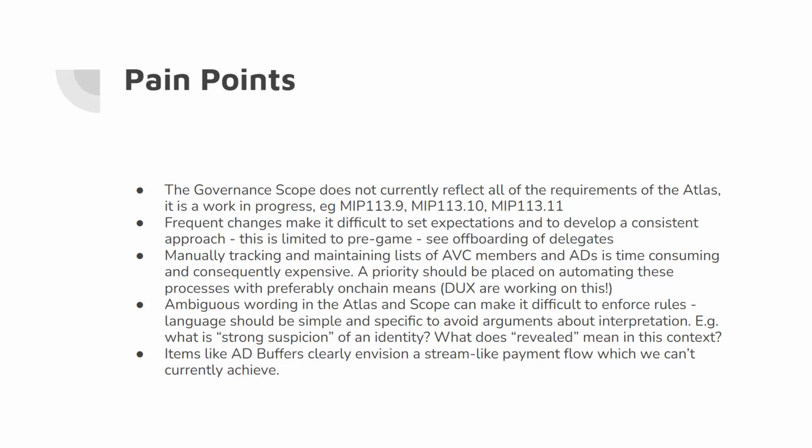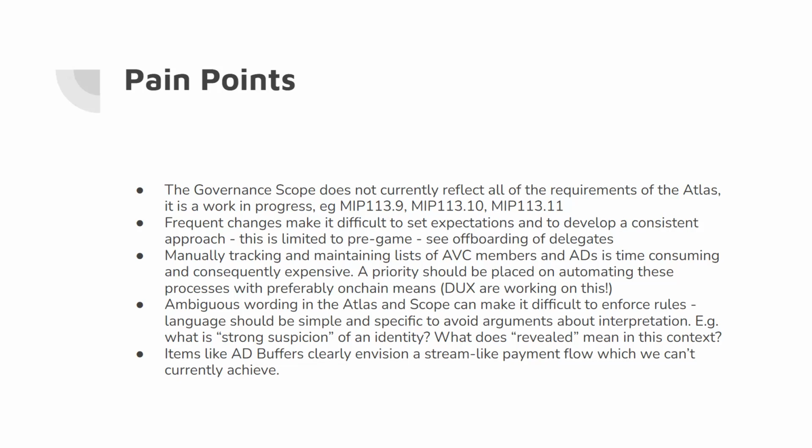This should be limited to pre-game, but we've just seen an example of this where we had all the new delegate contracts get spun up. People spent gas to spin up 2 delegate contracts. They were active for a month and a half and then were offboarded. These are definite pain points that we're seeing, but hopefully as we further develop the scopes and the Atlas, these things will become less painful, and we'll have a much greater understanding of how things are supposed to work.